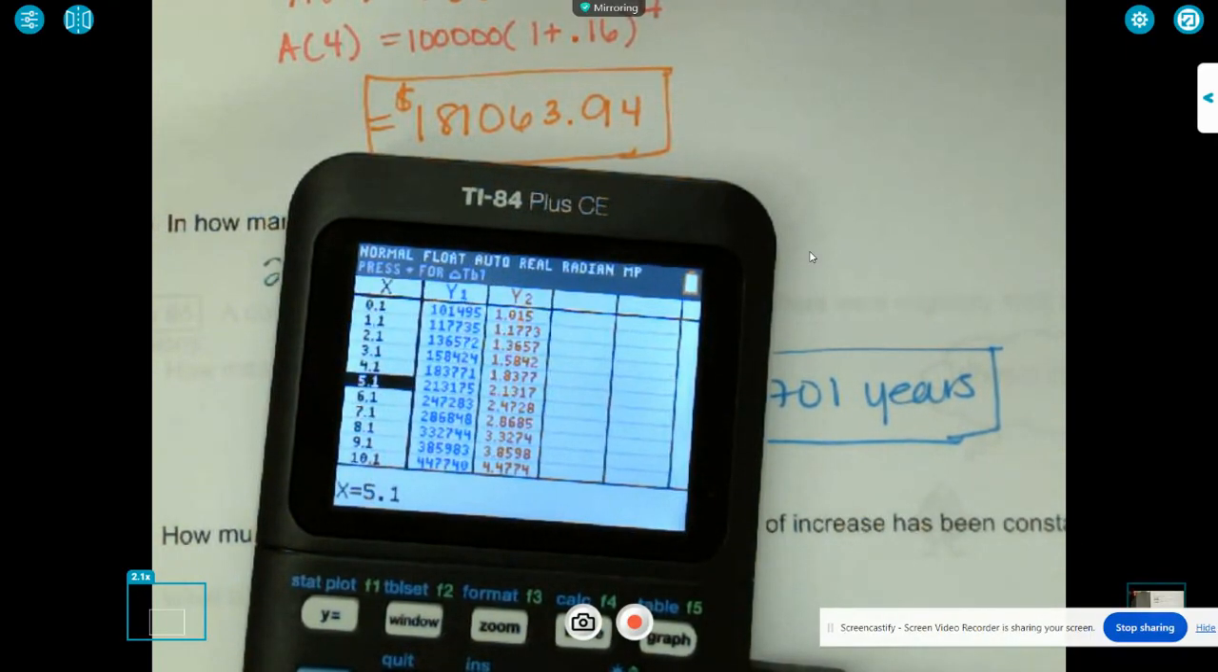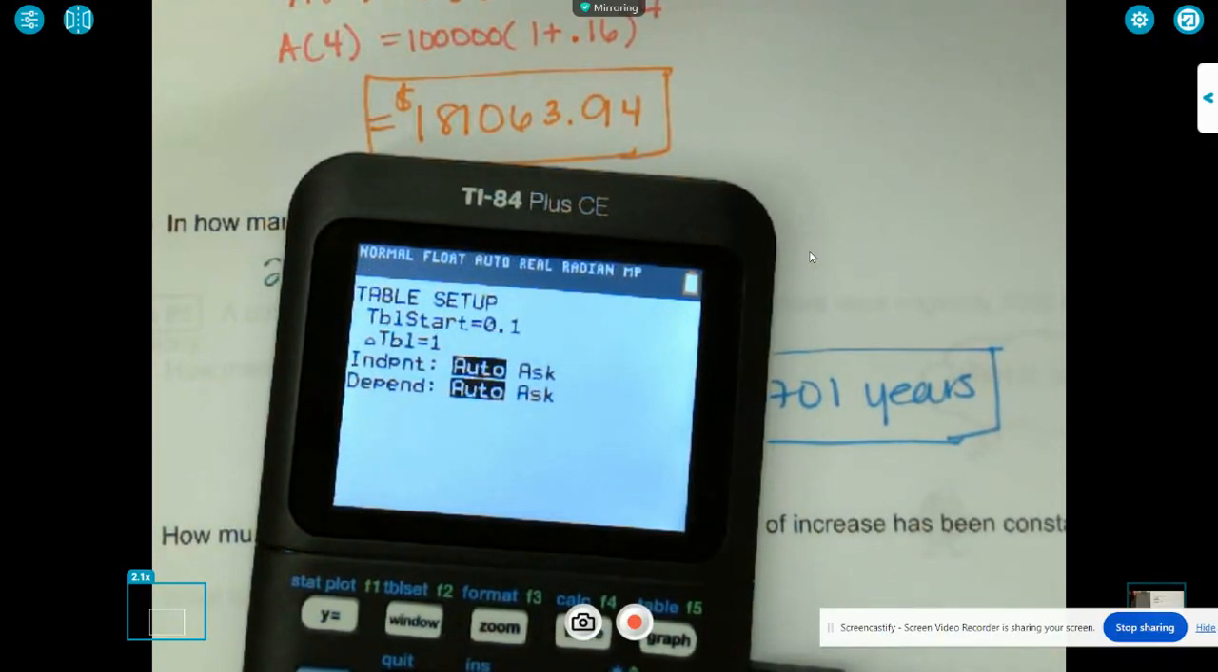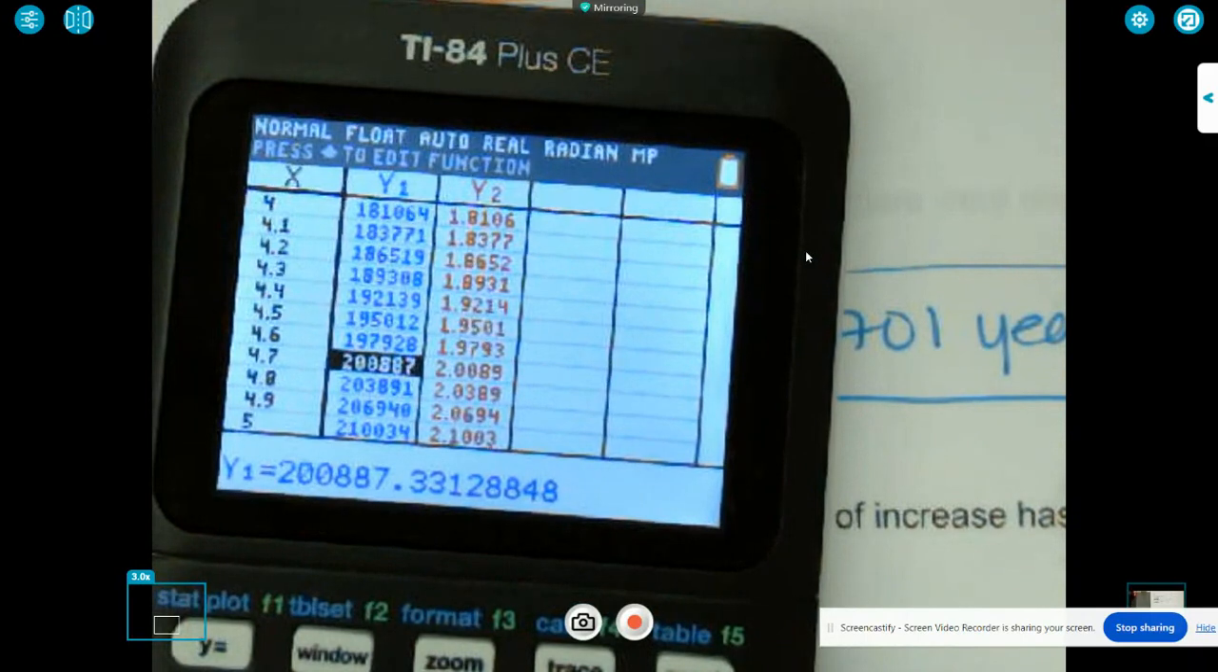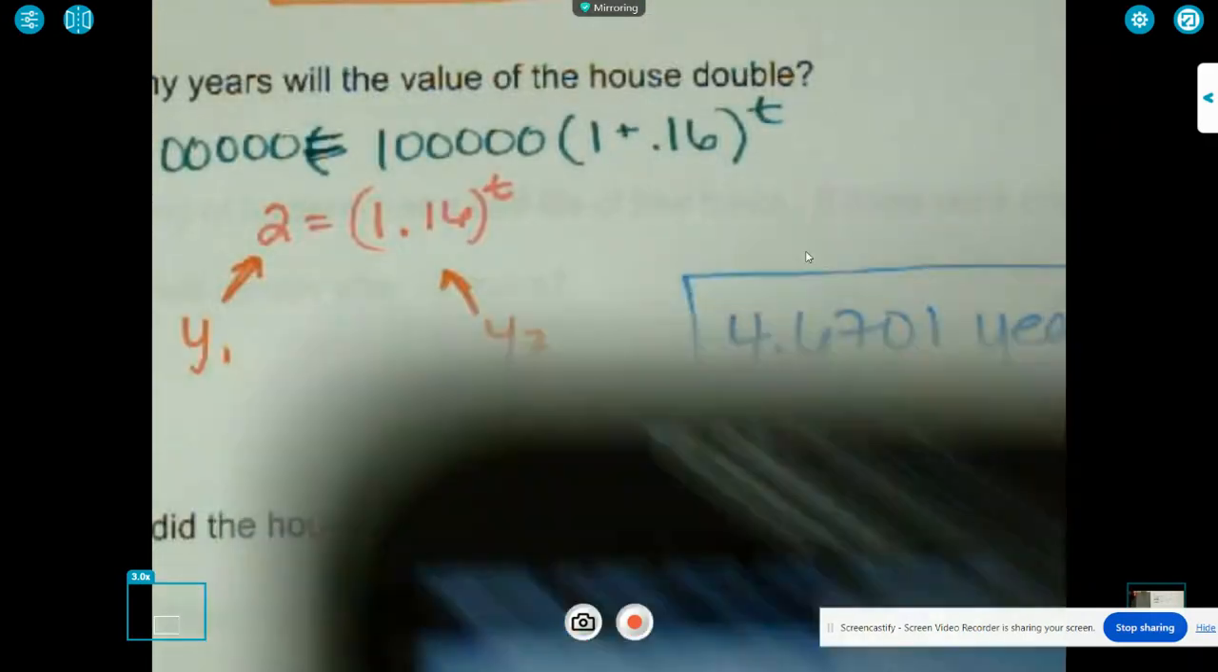And then I can, you know, oh wait, let's start at 4 and go to table start to 0.1. Okay, and I can look now, and now I'm a little bit better. I know it's between 4.6 and 4.7. Does everybody understand that? Okay, but it's just way easier for us to use that intersection that we know and get the exact answer. Everybody good so far?